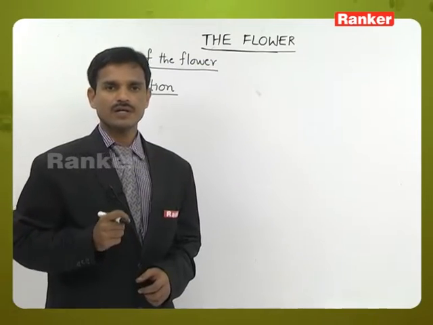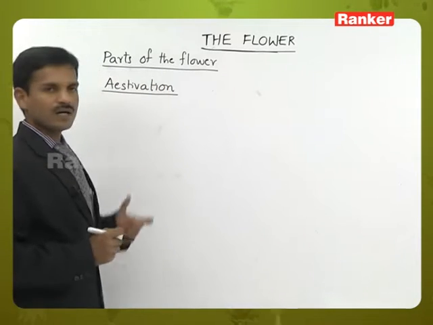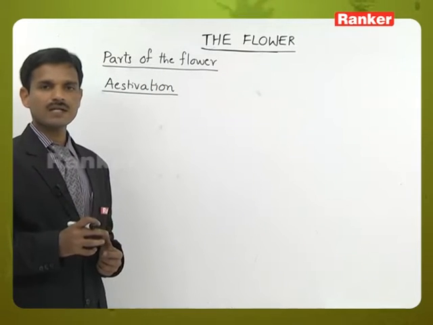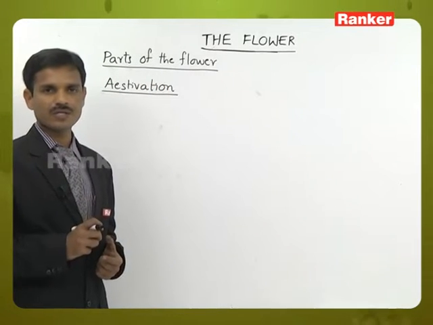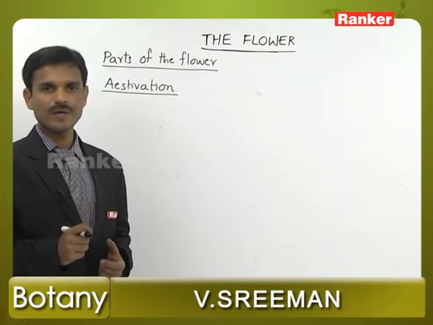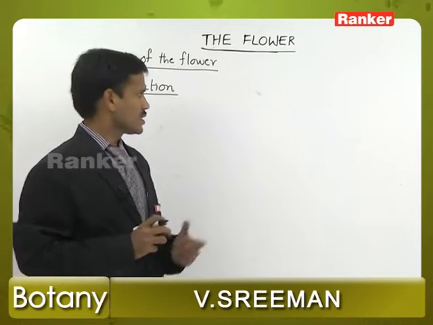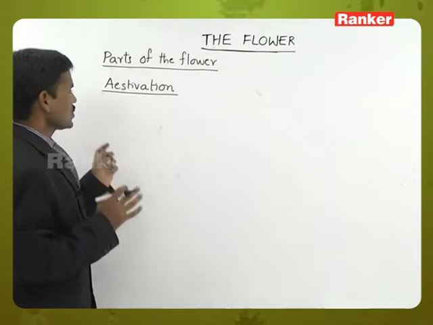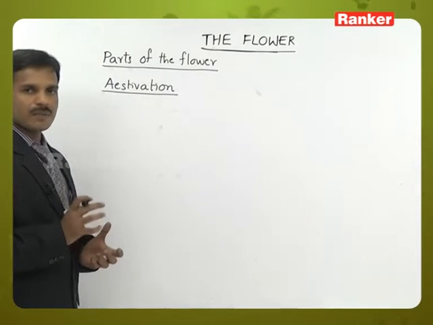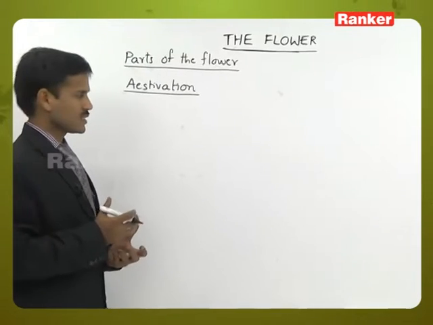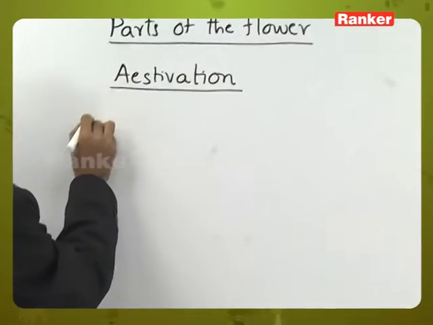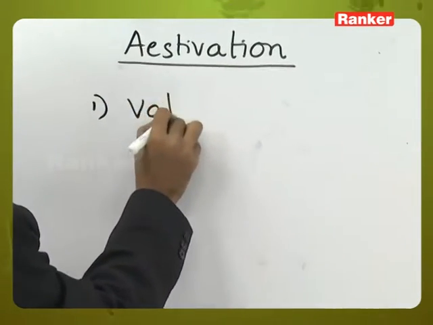Aestivation is the arrangement of sepals or petals when the flower is in the bud condition. The mode of arrangement of sepals or petals in the bud condition is called aestivation. The arrangement of sepals or petals occurs in different ways. So, the first one is the valvate type of aestivation.